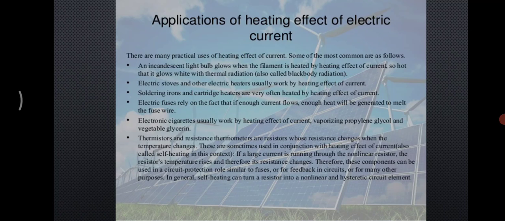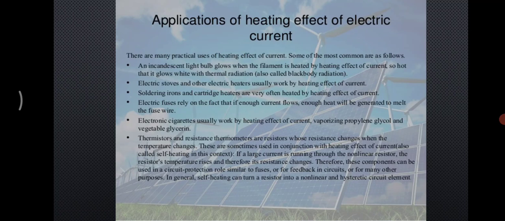In electric stoves we develop heat for cooking food. Same with soldering irons: for soldering, to connect wires, we heat it up, melt the metal and fix it. And electrical fuses, which are mainly connected in our houses. When there is an excess flow of current, this fuse gets melted because of the heat produced, and this breaks the circuit, because of which all the domestic electrical appliances at home will be safe.